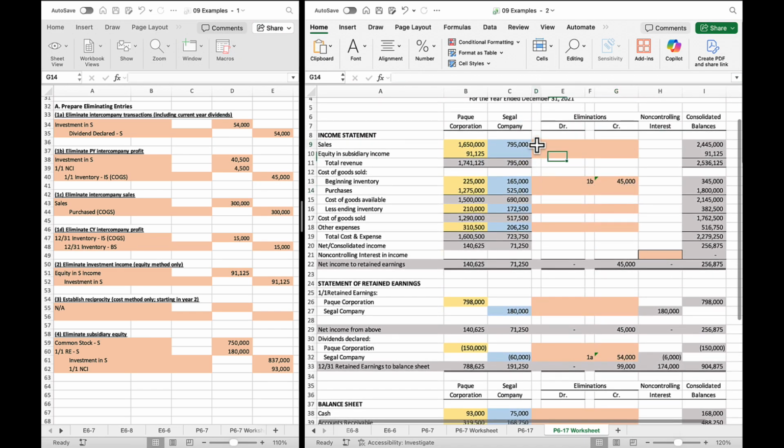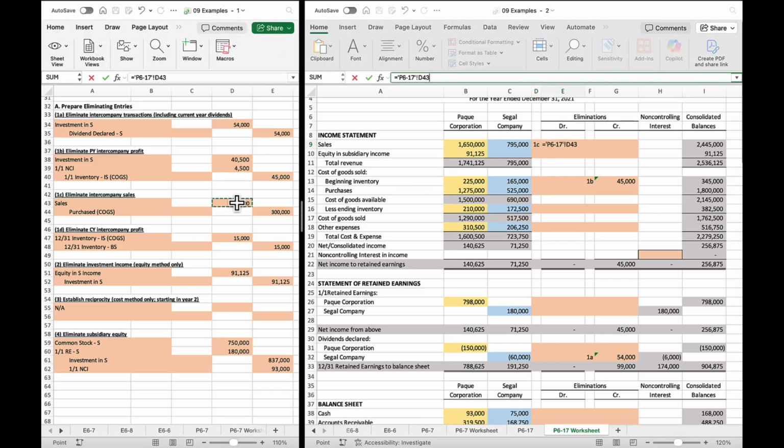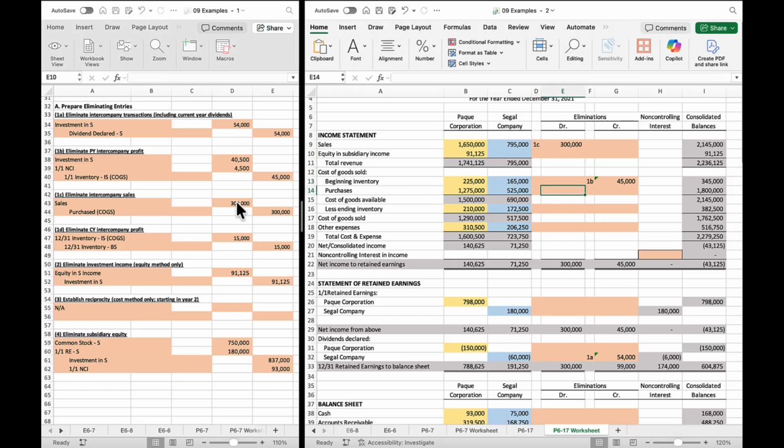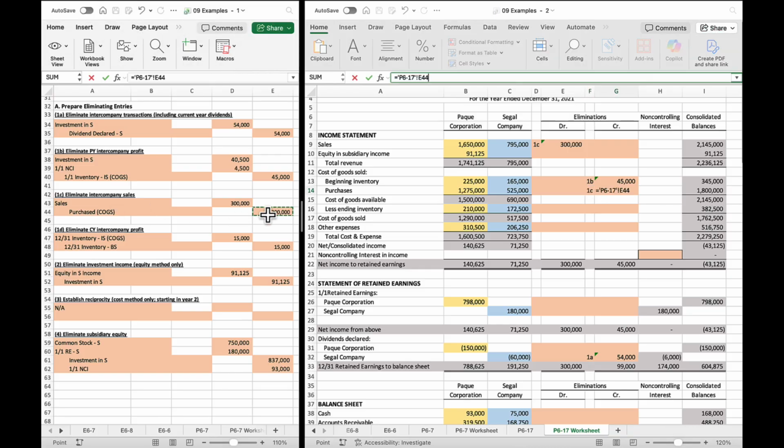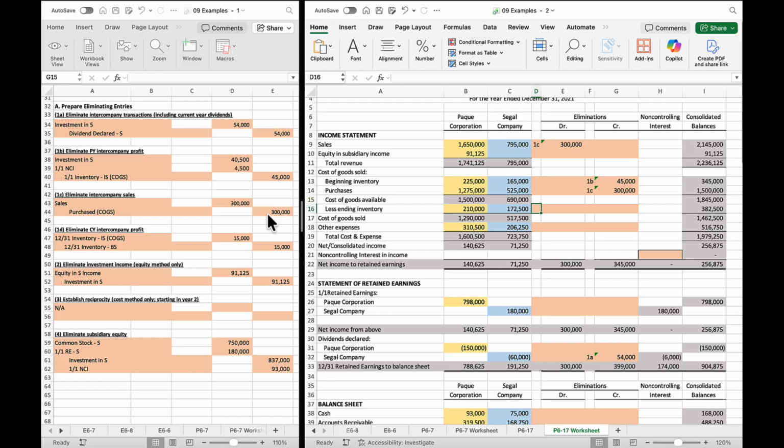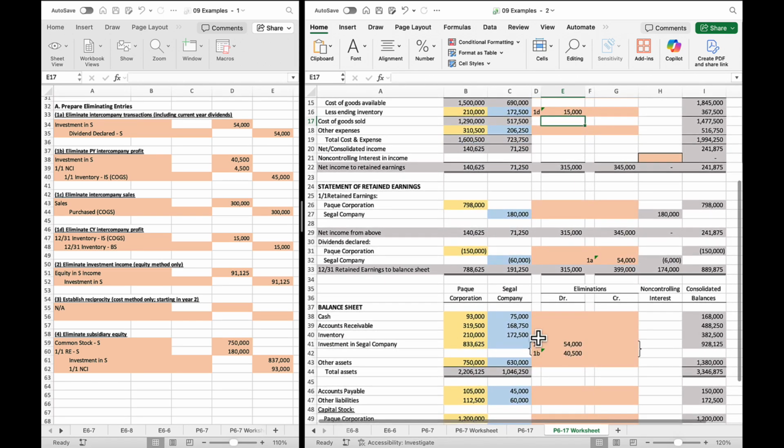Next, we're going to debit sales for 300,000. And we're going to credit purchases on line 14, also for 300,000. Next, we're going to look at the ending balance of inventory on line 16. So again, that's the one on the income statement. And we are going to debit for 15,000. And then we're going to head down to the inventory on our balance sheet, and we're going to credit also for 15,000.